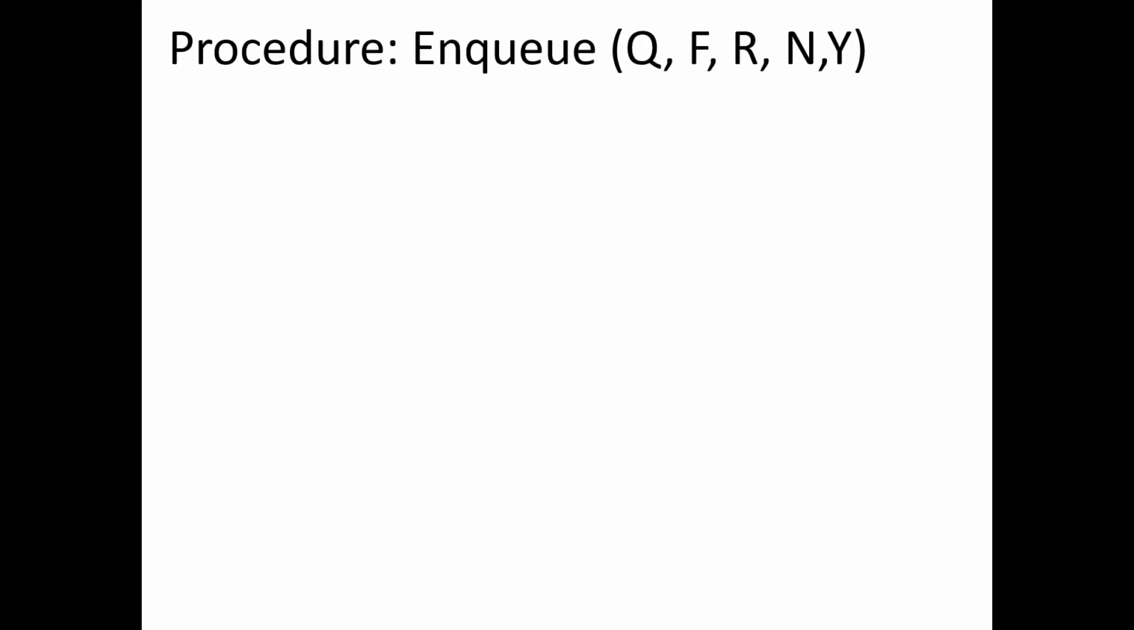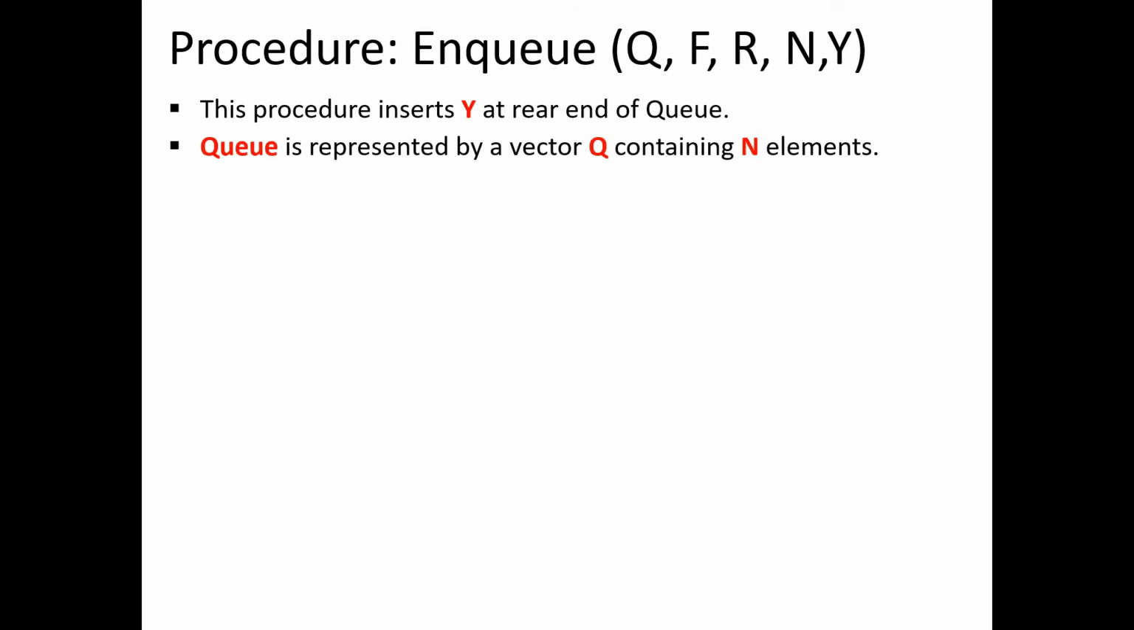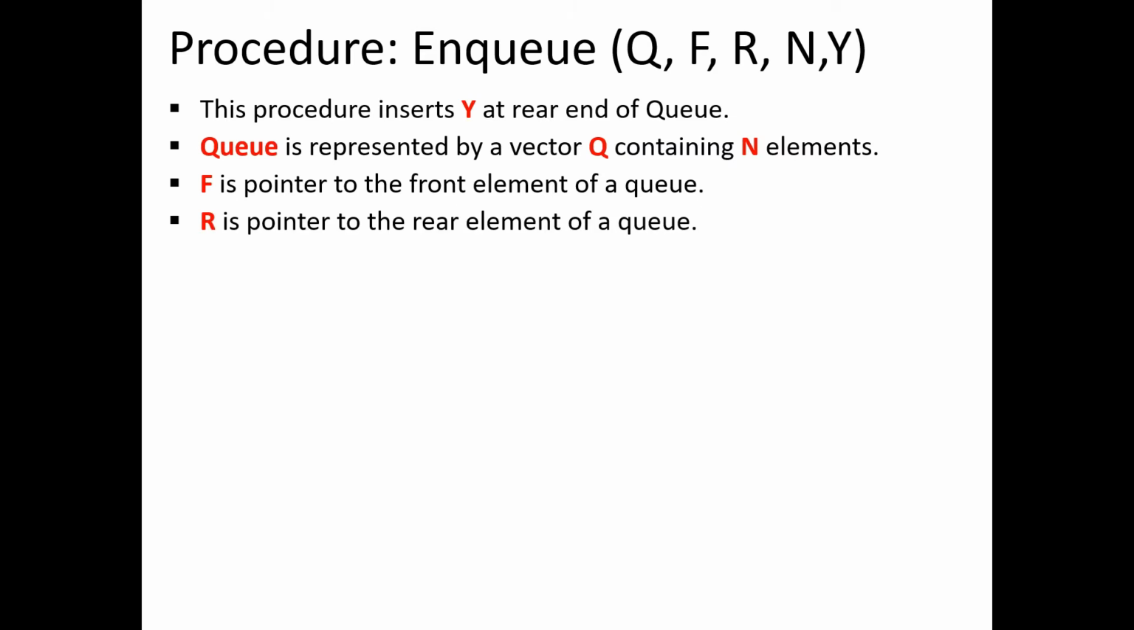Now this is the algorithm to insert an element in a queue, that is NQ. This procedure inserts Y at the rear end of the queue. Q is represented by a vector Q that contains n elements. F is the pointer to the front element of Q and R is the pointer to the rear element of Q.